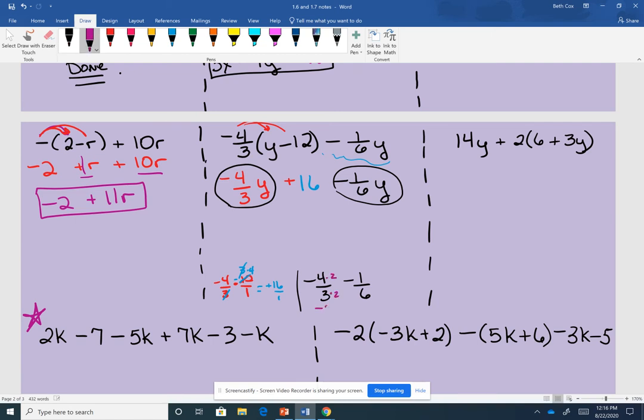I'm going to change that. Sign same. Add the numbers. So it'll be a negative 9. Keep the sign. And then I'm going to reduce that. I reduce that to negative 3 over 2. Okay, so we get negative 3 over 2y plus 16.